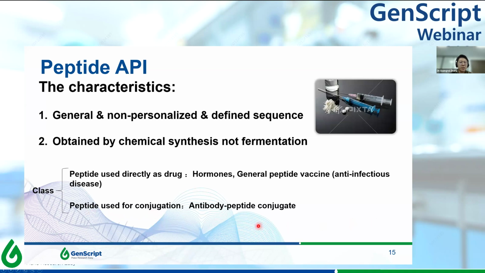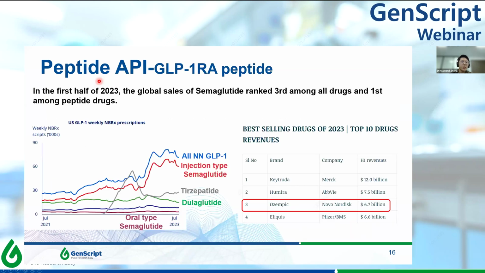If we connect peptide API with precision medicine, the most famous peptide API is semaglutide. In the first half of 2023, the global sales of semaglutide ranked third among all drugs and first among peptide drugs. We can see that Novo Nordisk's GLP-1 and the injection-type semaglutide look exactly the same, and sales increased higher in 2023.